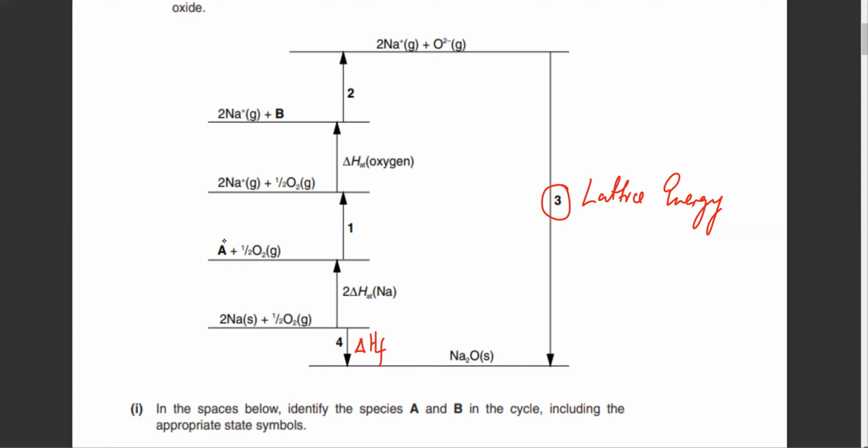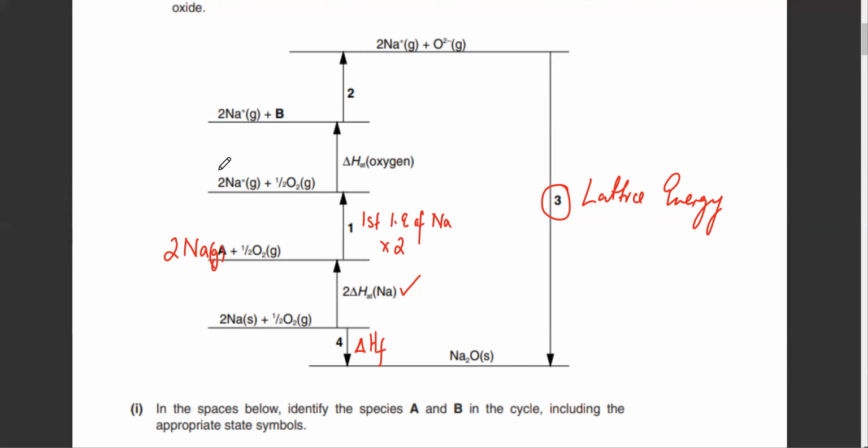Sodium, gaseous. Remember, atomization is when you just form gaseous atoms, not ions. So what is step 1 in this arrow? Nothing happens to oxygen, so it has nothing to do with oxygen. It's the enthalpy change of ionization, the first ionization energy of Na. You have to be exact. It's the first ionization energy of Na multiplied by 2, because you have 2 in it.